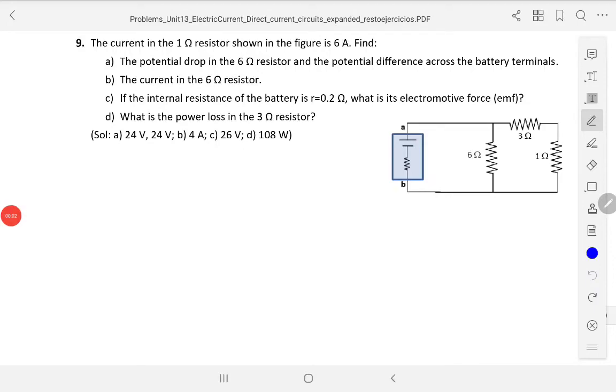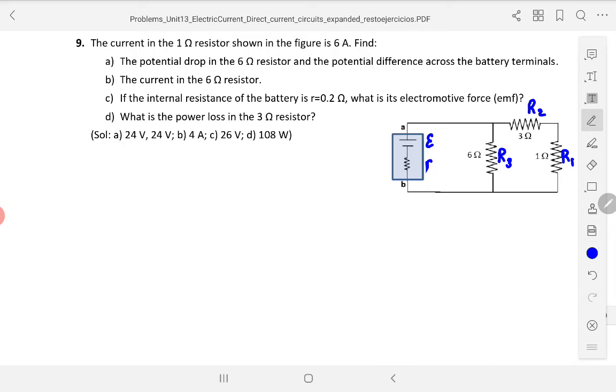In this video, we solve problem 9 of unit 13. In this problem, we have 3 resistors connected among them and with a real battery. So I'm going to call R1 the resistance of the first resistor, R2 the one of the second, and R3 is going to be the resistance of the third resistor. And this part here is the electromotive force of the battery, and this small r is going to be the resistance of the battery because it's a real battery.